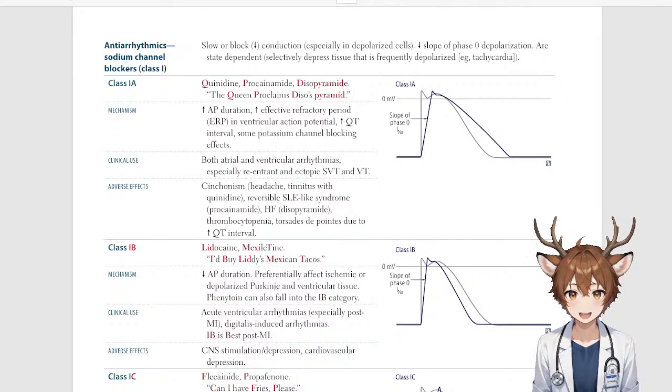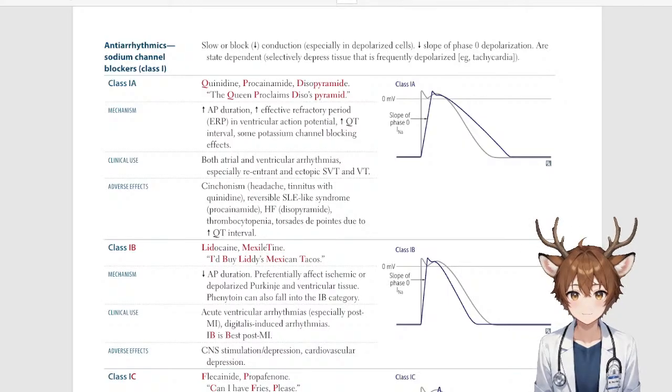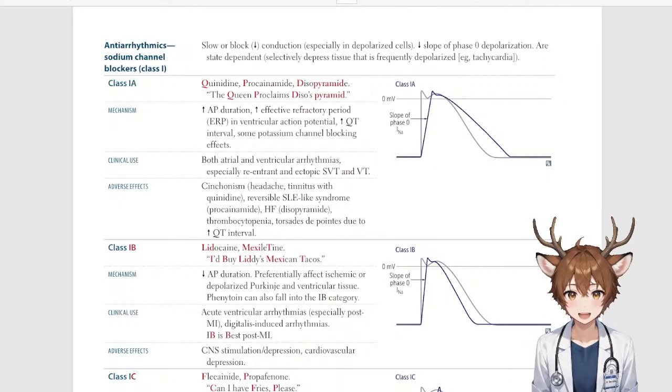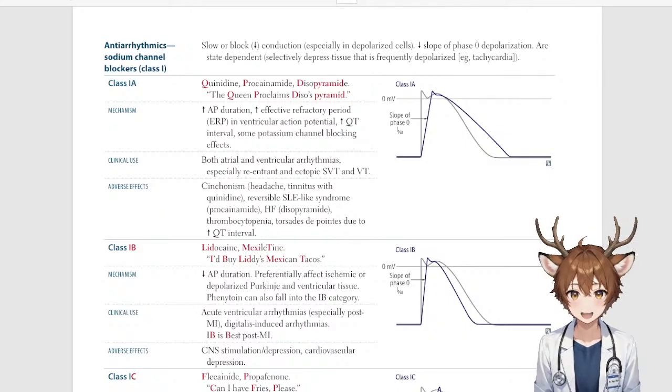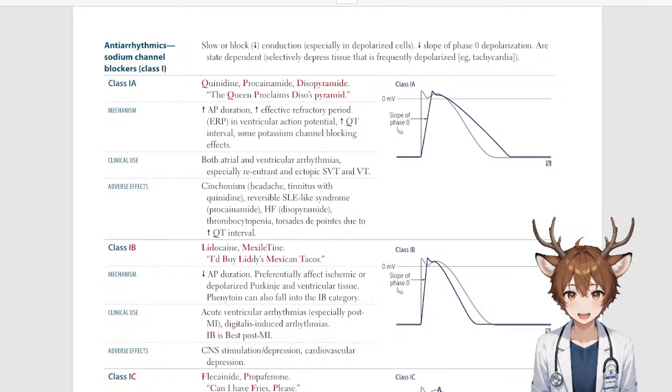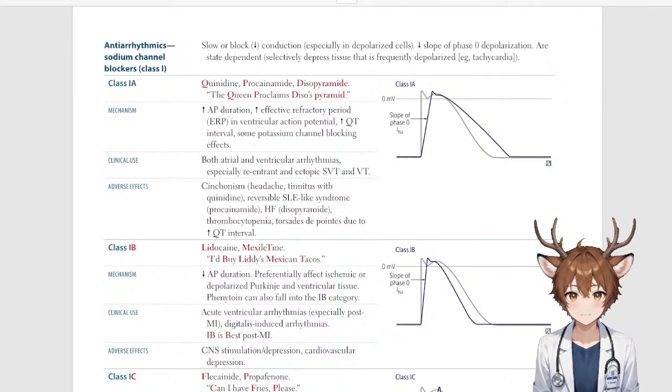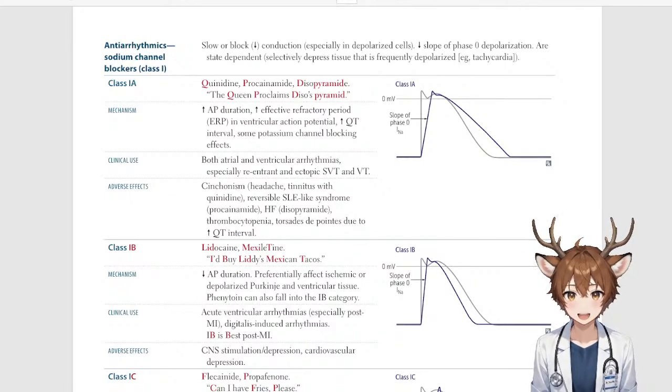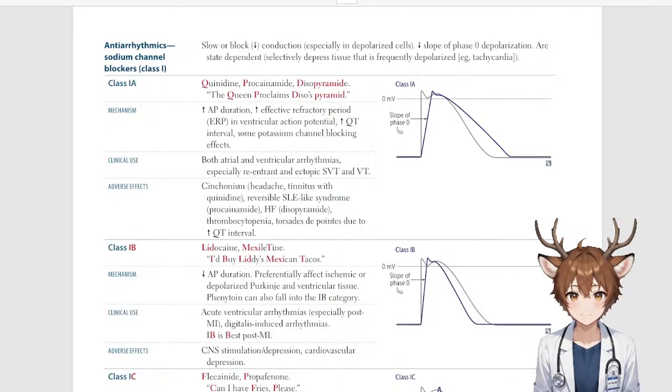Okay. So class 1A, you have quinidine, procainamide, disopyramide. The queen proclaims disopyramide, or you could say whatever you want to do. I've heard before, "the queen proclaims disappeared," right? Disopyramide.